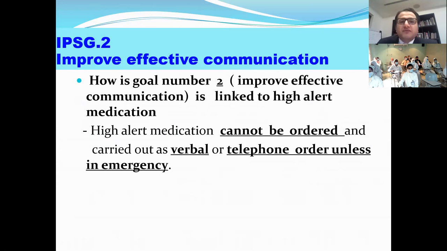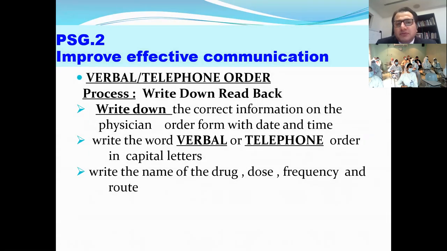Effective communication also applies to other scenarios, like taking a lab result or panic result. A panic or critical result is a result out of normal range that also requires immediate intervention. Sometimes you could have a reading out of normal range, but it couldn't be considered panic because it isn't followed by instant intervention. So whenever you have a panic result, always remember to write it down, read it back, and take the name of the sender.